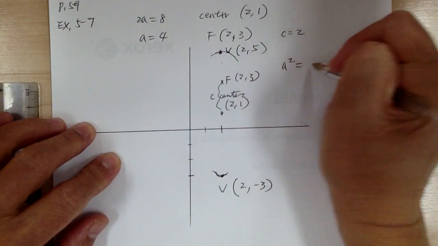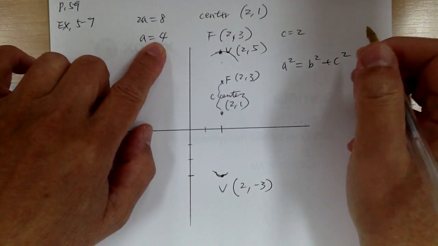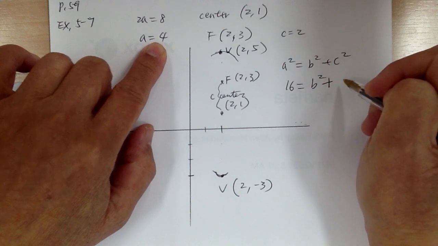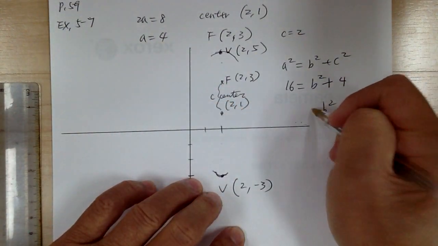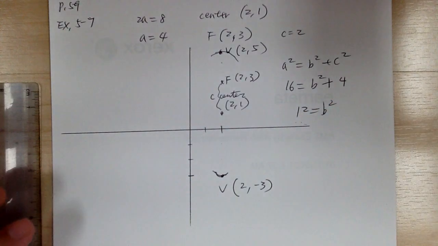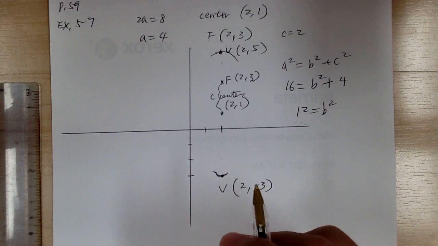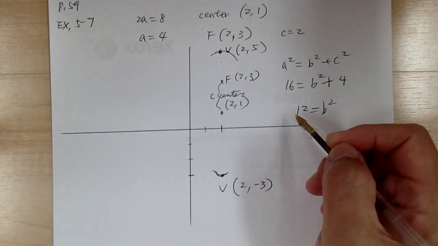So A squared equals B squared plus C squared. A is 4, so A squared is 16. B is what you're looking for, and C squared is 4. So B squared equals 12. Okay. Now this one, they ask you for the equation, so you don't even need to complete the equation.